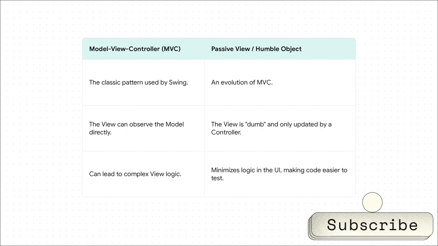Sometimes the view got way too smart and complicated. And that's where we see this really cool evolution to patterns like Passive View. The big idea there is to make the UI as dumb as possible. It has zero logic. It just sits there and does exactly what a controller tells it to do. And why is that so great? Because it makes your code incredibly easy to test and way easier to manage long term.